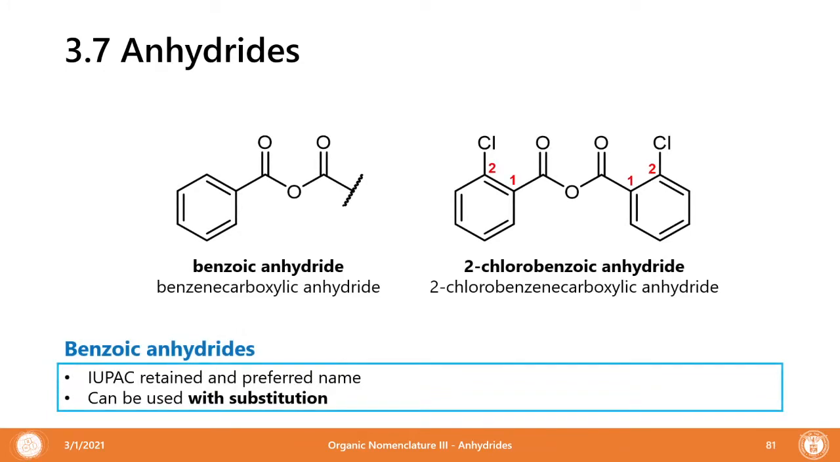Here's the monosubstituted benzene anhydride with the name benzoic anhydride. This can be used with substitution like so. So here we have 2-chlorobenzoic anhydride, as this is a symmetric anhydride with 2 benzene sides. So here we have 2-chlorobenzoic anhydride, 1 word for both of the sides of the anhydride.